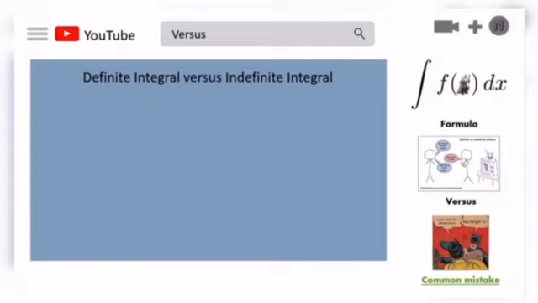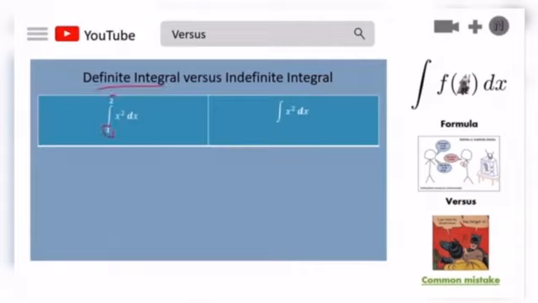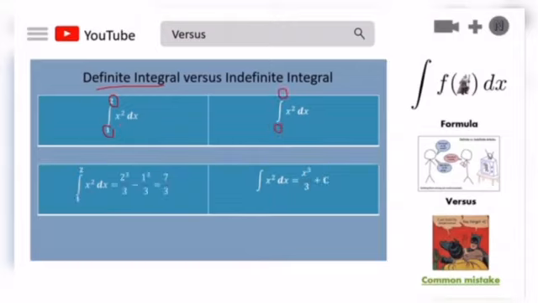Definite integral versus indefinite integral. The definite integral has limits. The indefinite integral does not have any limits. Before this, with the definite integral, when we integrate x squared, we get x to the power 2 plus 1 over 2 plus 1, so we get x cubed over 3. Because there are limits, we just substitute them in and get the value. For the indefinite integral, we do not have any limits. So when we integrate x squared dx, we get only x cubed over 3 plus c.